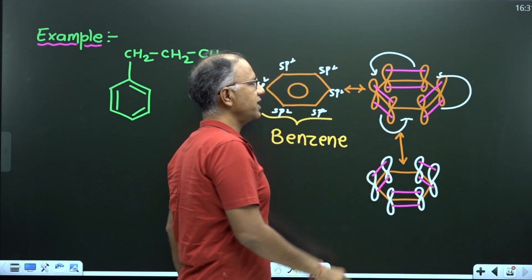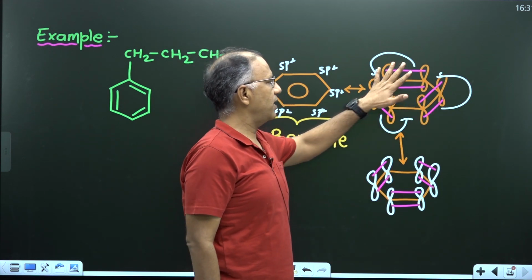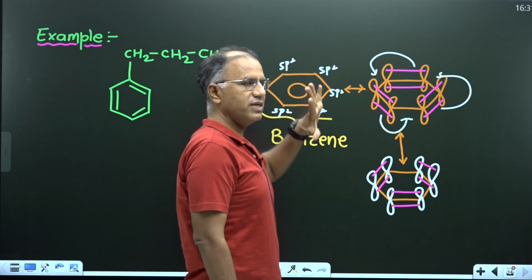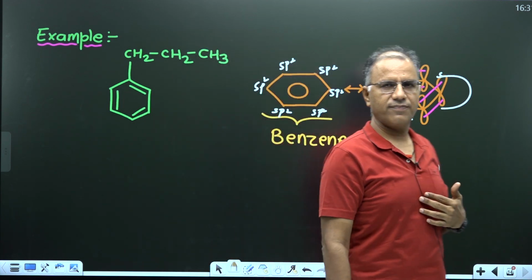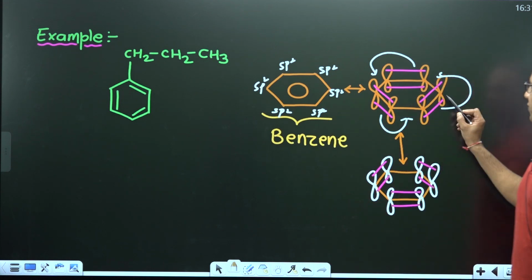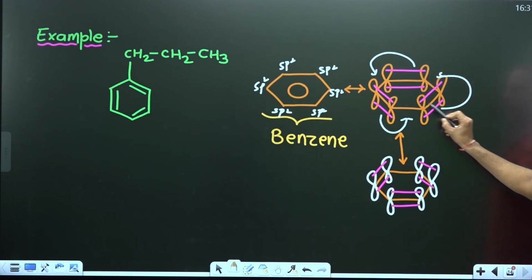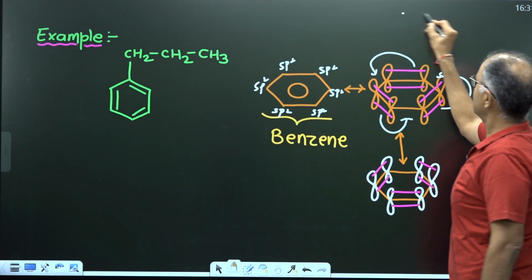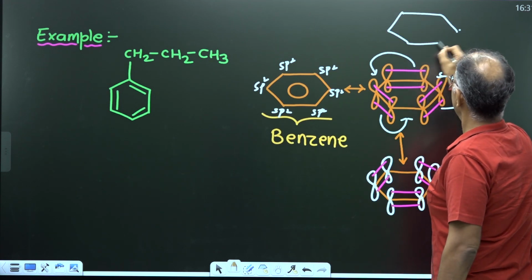Now, why does this resonance take place? Because all p orbitals are parallel. This means the atoms participating in resonance must lie in the same plane. Planar means sp2 or sp hybridized. Now, let us assume this pi bond is perpendicular to this pi bond, then there will be no resonance. Got it? Suppose, let us take this type of example.